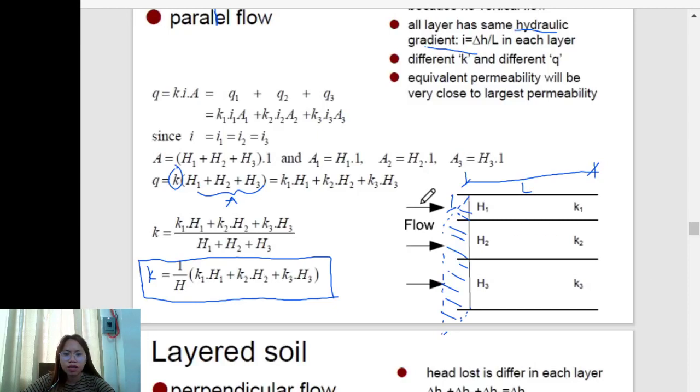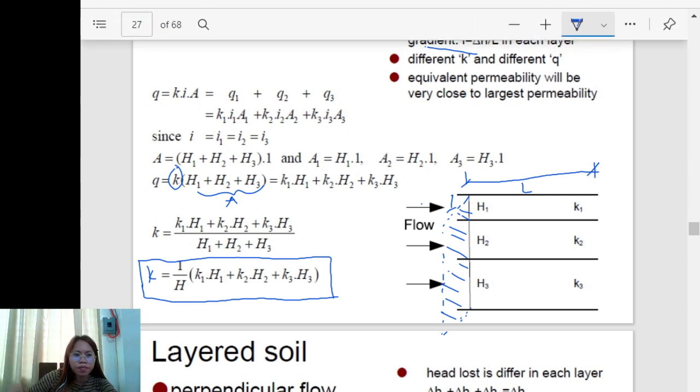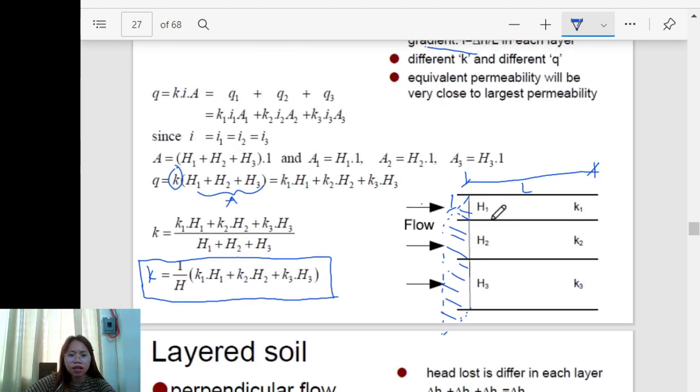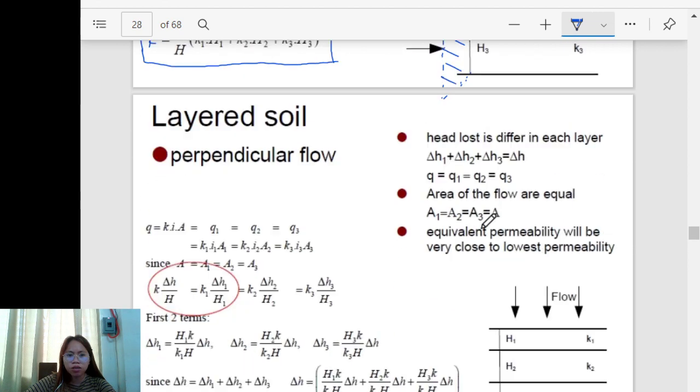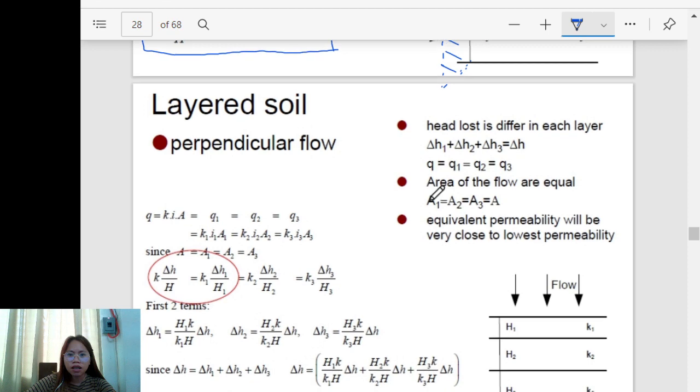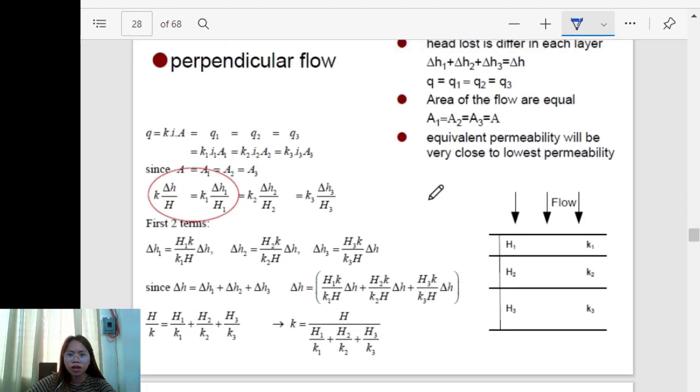Let's continue. So, this is the average permeability if the soil is layered parallel and the flow is horizontal, and the soil is layered. But if still layered soil, and the flow is perpendicular, meaning in this figure, this one.